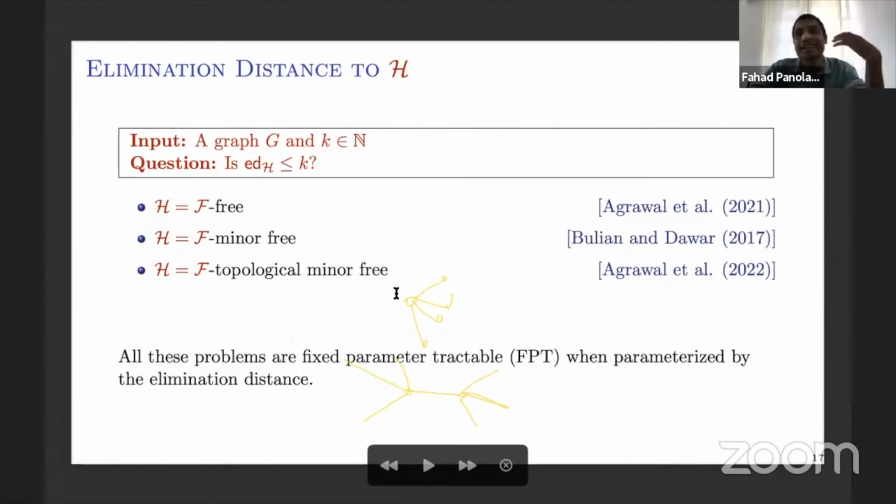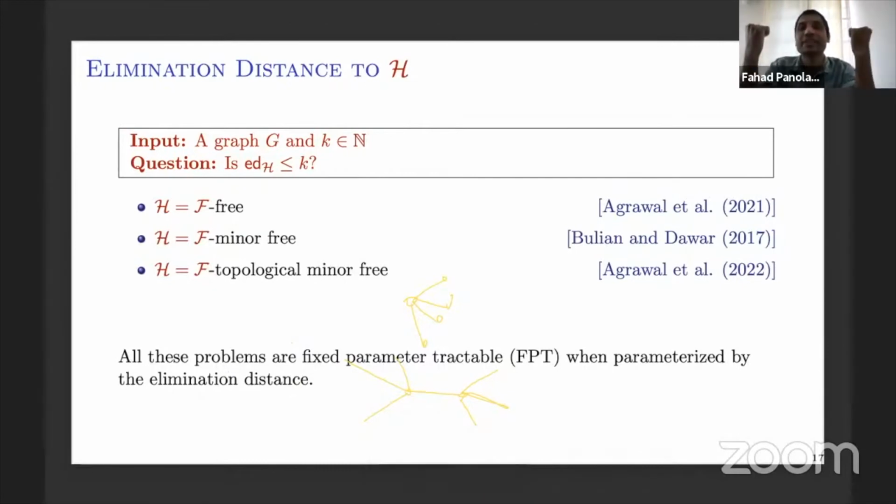Indeed, we prove that elimination distance to H and vertex deletion to H are FPT-equivalent, which means that if one is given as a black box, we can solve the other, if H satisfies some mild conditions. And that I will explain in tomorrow's talk. So today we will focus on the first bullet point.